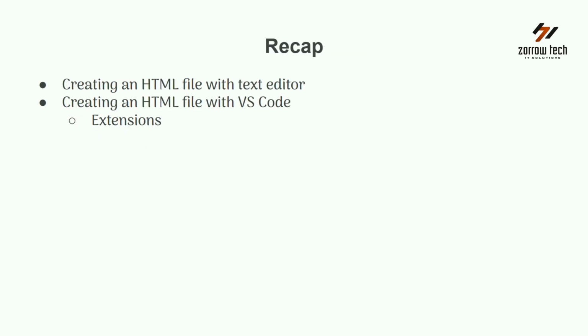Let's quickly recap what we've covered. Creating an HTML file. Use any text editor to write HTML code and save it with a .html extension. Using VS Code. Install VS Code, set it up with helpful extensions, and use it to write and run your HTML files. Extensions: Live Server, Prettier, Autosave, and Code Runner are must-have tools for web development. Running your file. Use Live Server to see real-time changes in your browser.